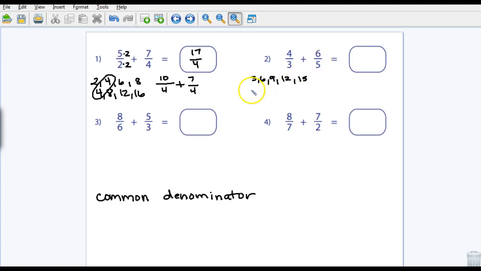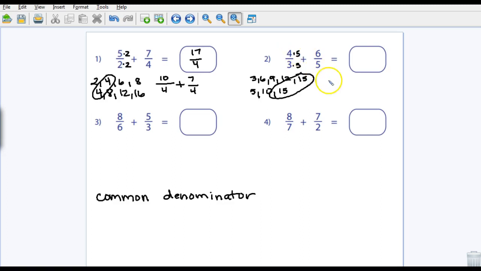So let's count by 5's now. 5, 10, 15. Looks like I found a pair, right? 15. So I'm going to have to multiply both of these fractions by a number so that I can come up with my common denominator. So I need to multiply 3 by 1, 2, 3, 4, 5. So if I multiply 3 by 5, I also have to multiply 4 by 5. So let's go ahead and do that and bring it over here.